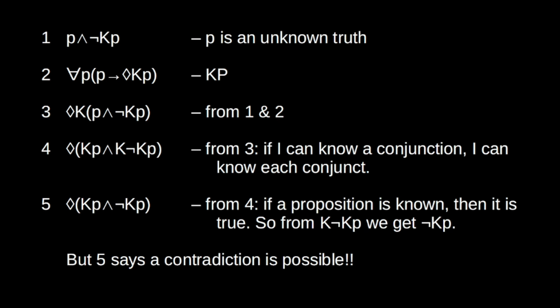Now, if it is possible to know a conjunction, it must be possible to know each conjunct. So we get, it is possible that it is known that P, and it is possible that it is known that it is not known that P. So basically, from line 3, which says it is possible to know this conjunction, we then get the claim that it is possible that I know that P, and I know that it is not known that P.